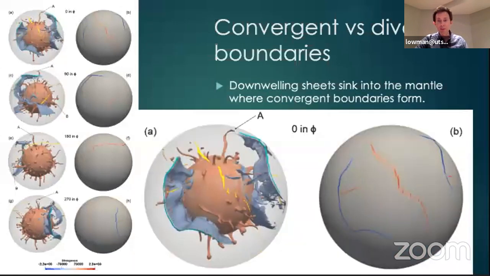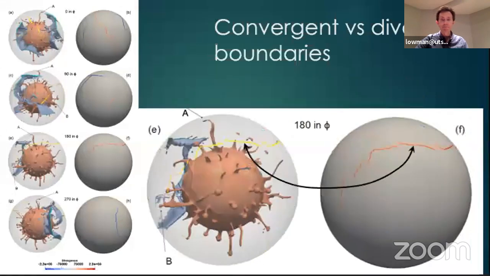We find the downwelling sheets sink into the mantle where convergent plate boundaries form, as expected. We also note that there are at least two plumes in the model that reach the base of the lithosphere at this time. We've marked these with an A and a B in this figure. The yellow highlights on this thermal field correspond to divergent plate boundary segments, as we can see on the right.